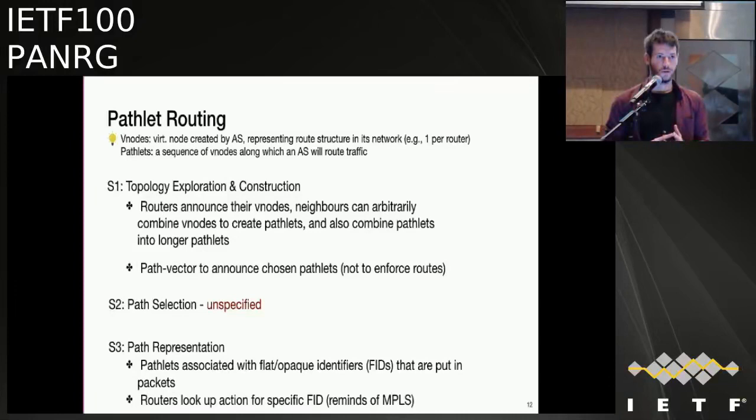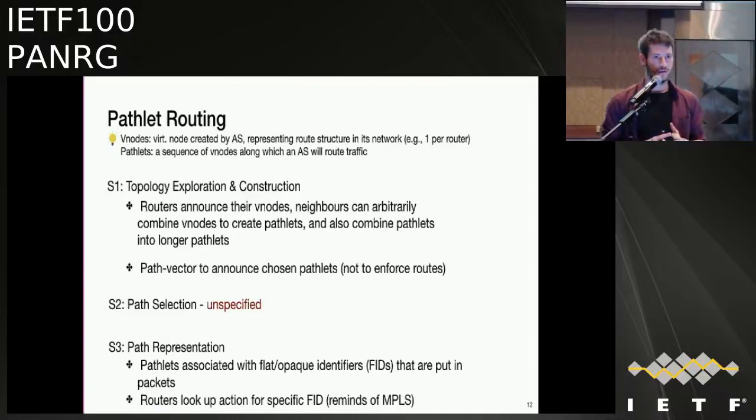With respect to topology exploration and construction, the routers will announce their vNodes to their neighbors, and then the neighbors can combine these vNodes in arbitrary sequences, and they can also combine pathlets and stitch them together in order to create longer pathlets. Path vector is then used in order to disseminate these pathlets and vNodes to the neighbors, but this path vector component in pathlet routing does not enforce any policy, so multiple of these pathlets can be announced to the neighbors. Path selection is not really specified in pathlet routing because, as a generic routing architecture, it is not defined whether the endpoints participate or not.